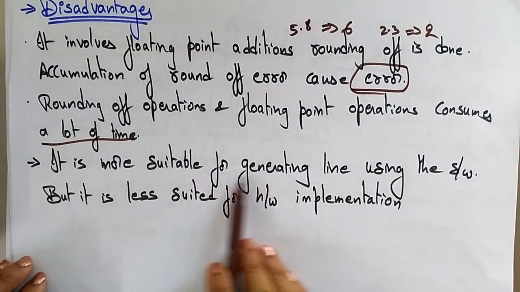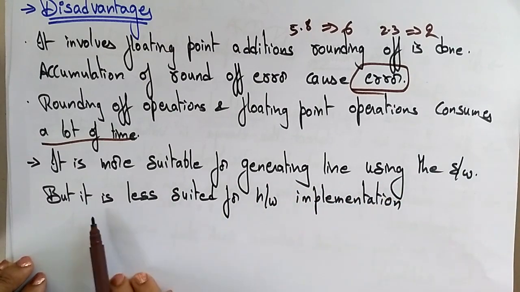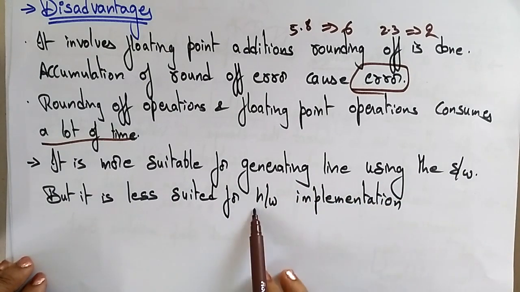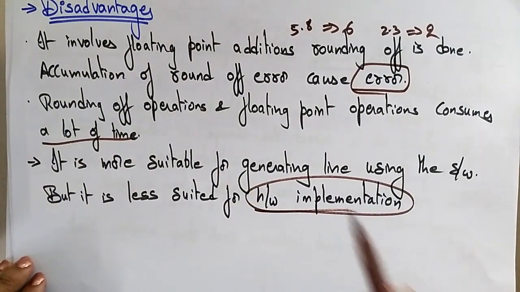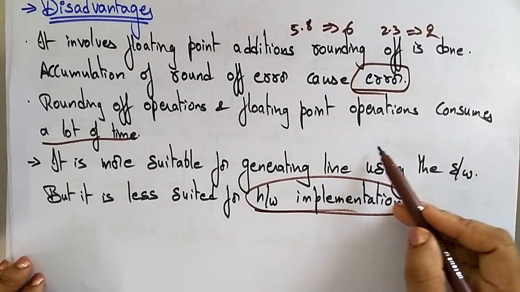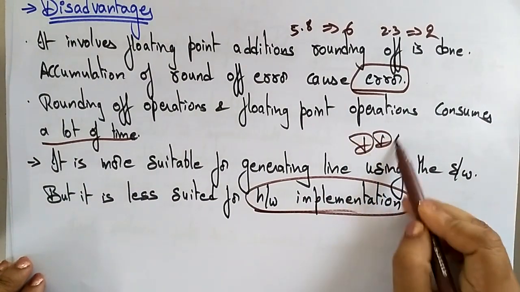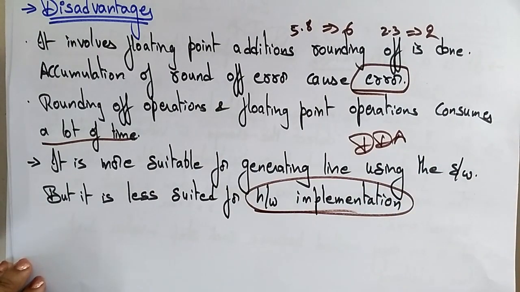It is more suitable for generating lines using software, but it is less suited for hardware implementation. So if you want to develop software, you can use the DDA algorithm for any software line-generating applications, but in the case of hardware implementation, this is less suited.